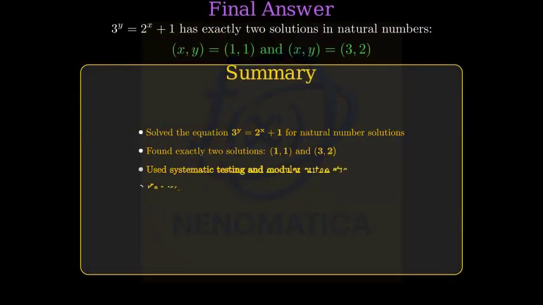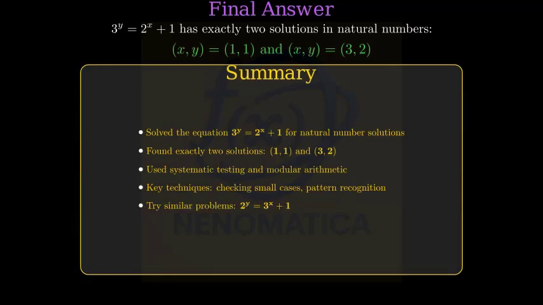Let's recap what we've learned. We solved the equation 3 to the power of y equals 2 to the power of x plus 1 for natural number solutions. We found exactly 2 solutions, (1, 1) and (3, 2). We used systematic testing of small values and modular arithmetic to prove no other solutions exist. This problem showcases important techniques in number theory, including checking small cases, recognizing patterns, and using modular arithmetic.